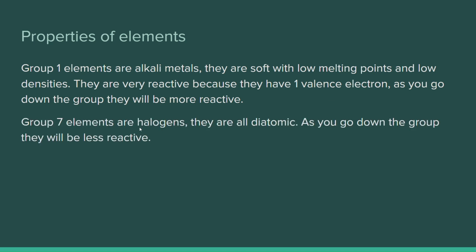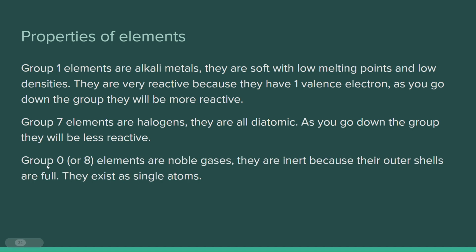Group 7 elements are halogens, and they're all diatomic, which means they're all found as 2 atoms rather than 1. You won't find one halogen on its own. As you go down the group, they'll be less reactive because higher up the group, a halogen has to gain an electron, so it's easier for an electron to be attracted to the nucleus if there's less shells. Group 0 elements are noble gases that are inert because their outer shells are full and they exist as single atoms or gases.